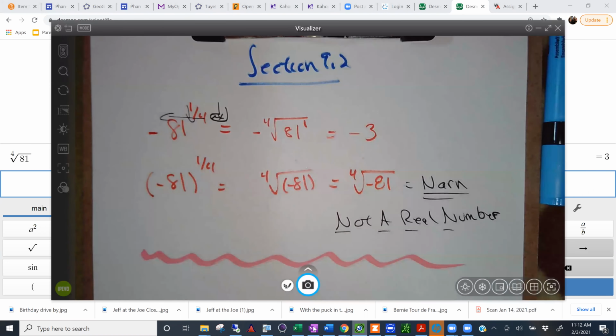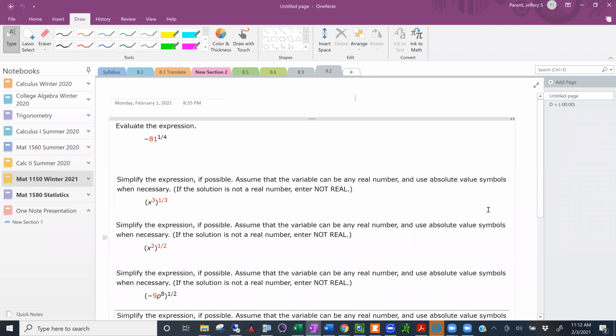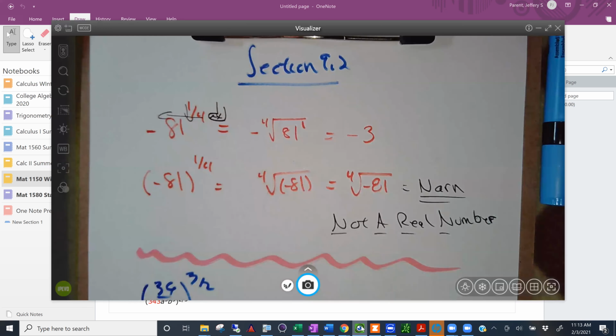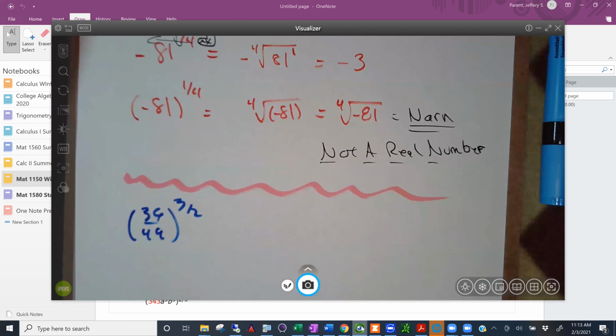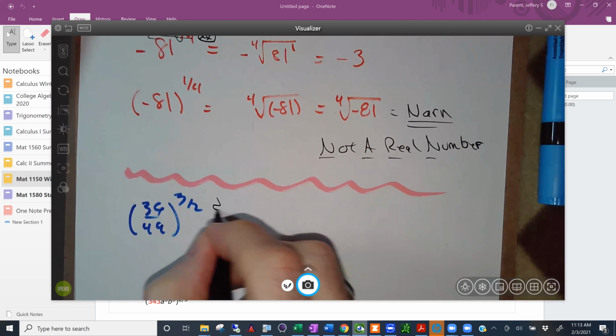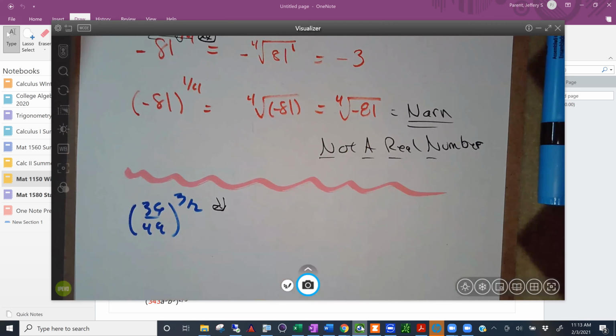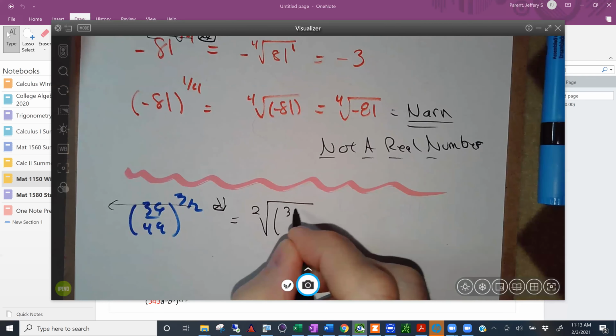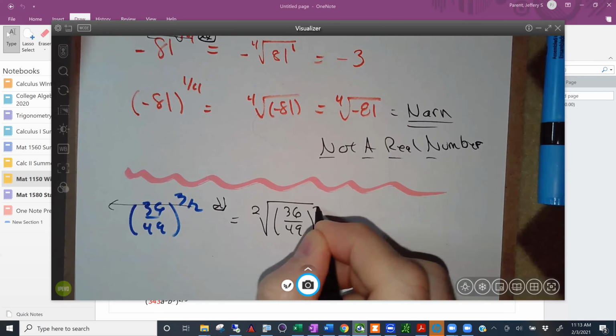Let's keep going with one down here. And that'd be 36 over 49 to the 3/2 power. We're actually going to look at that a variety of ways. So the first way I want to look at it would be to write it using radicals. So we'll do my little boot here. The 2 is going to come over and the 3 is going to drop down. So I'll get the square root of 36 over 49 to the 3rd power.